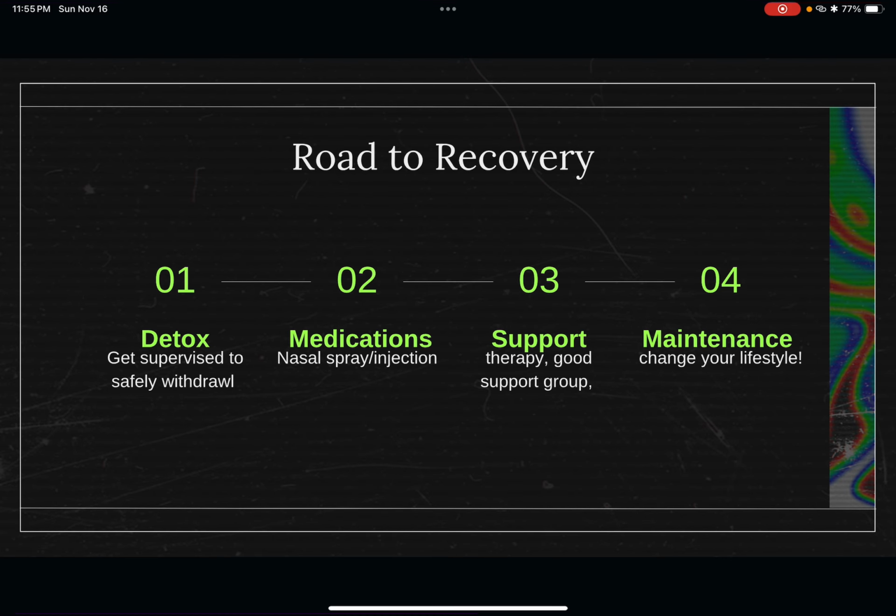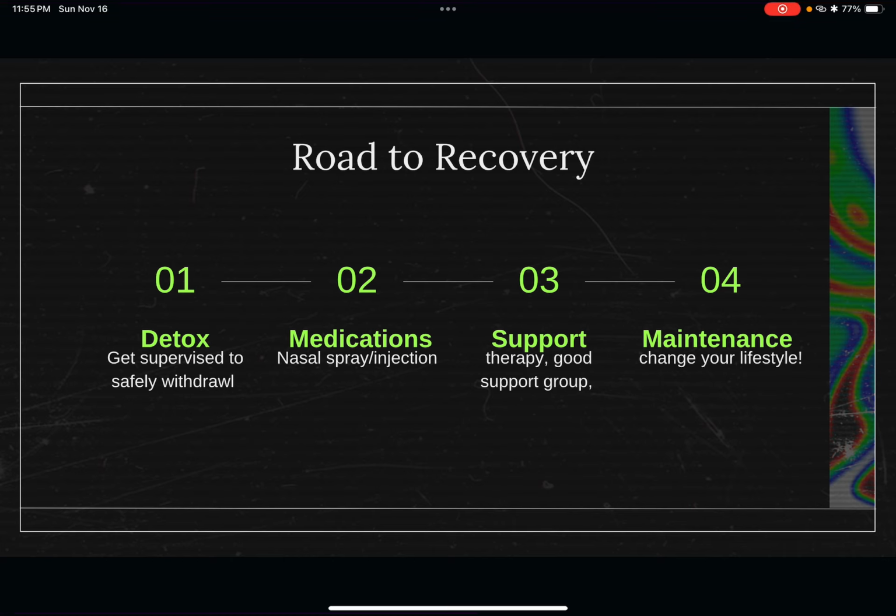Medications, like I said, like the nasal spray or the injection version of it. Support. Good support group. You need friends, you need family that will help you and support you. But also get professional help. Get therapy. Go to the groups. Go to the meetings. And get that help. People are willing to help if you ask for it.